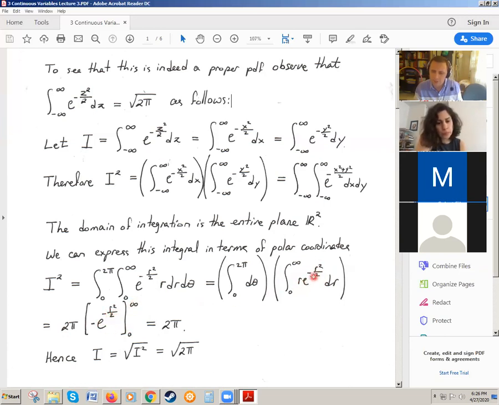Okay, here you don't have to do u substitution explicitly. If you've had to do calculus for a long time, you just do it in your head. So it's minus e to the minus r squared over 2, and then you plug in 0 and infinity. At infinity, this is identically 0. At 0, it's 1, right? So you're left with 2 pi multiplied by 1. And so that is the result for I squared. What is I? It is the square root of this number. So that's where I get the root of 2 pi. Yes?